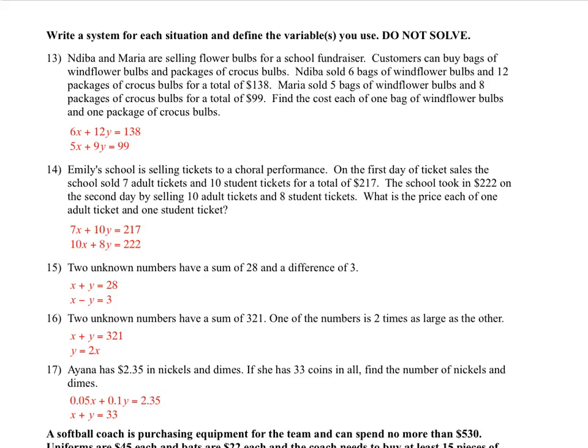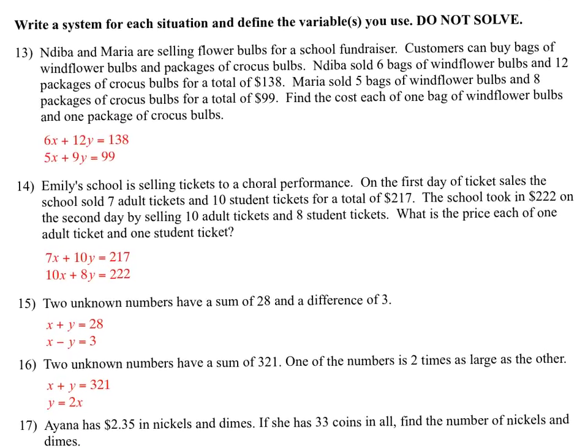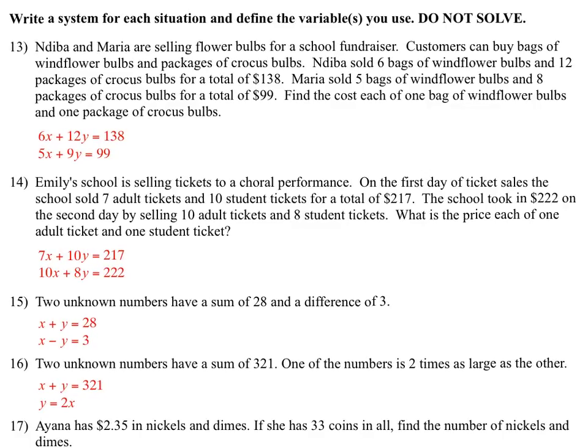All right, remember the directions on 13 through 17 say to write, do not solve. So all I have here are the answers for questions 13 through 17. 13 and 14, I think you all are okay on those. Those both have rates in there. The only thing that I haven't done that you should do is say what X and Y stand for. So for example, 14, you would say like X stands for adult tickets, Y stands for student tickets.